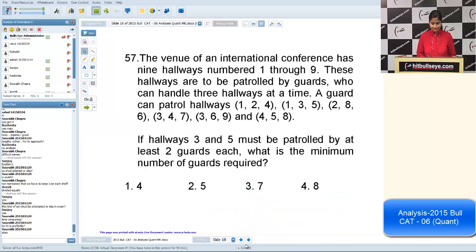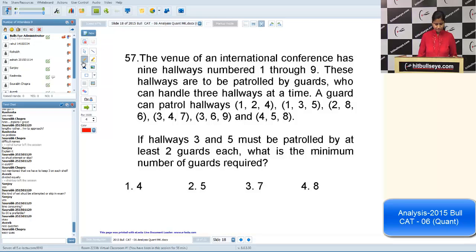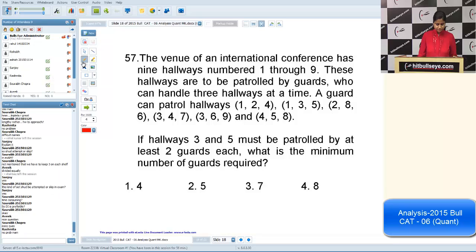Okay, let us move. 57th. Any problem in this? A good logical set. Very good, Rashmita.